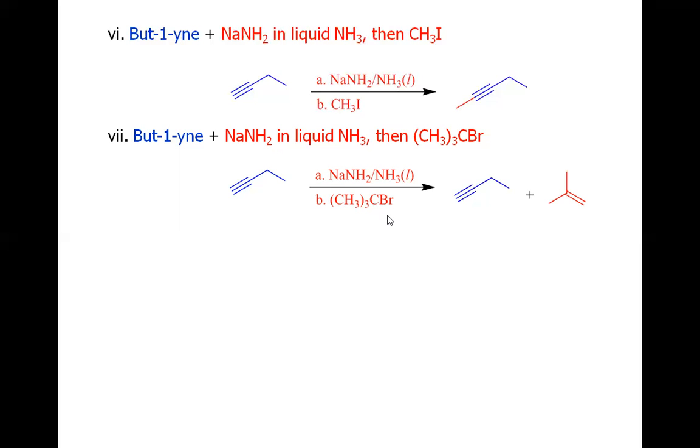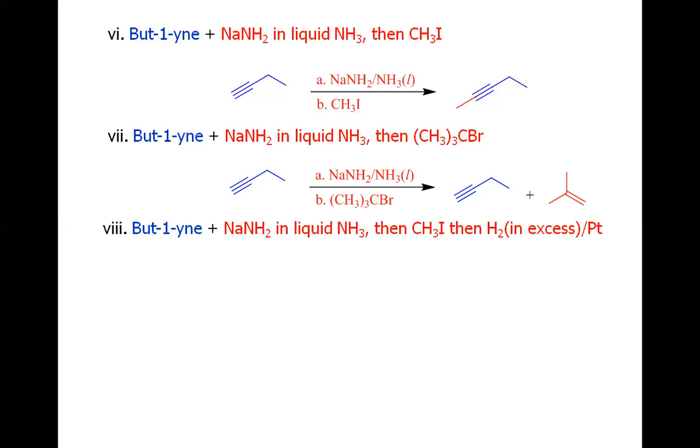And a good guide to remember when substitution will occur and when elimination will occur is that when we have a primary alkyl halide, a substitution reaction will occur because there will not be much steric hindrance. But when we have a tertiary alkyl halide with beta hydrogen present, the elimination reaction will be favored.